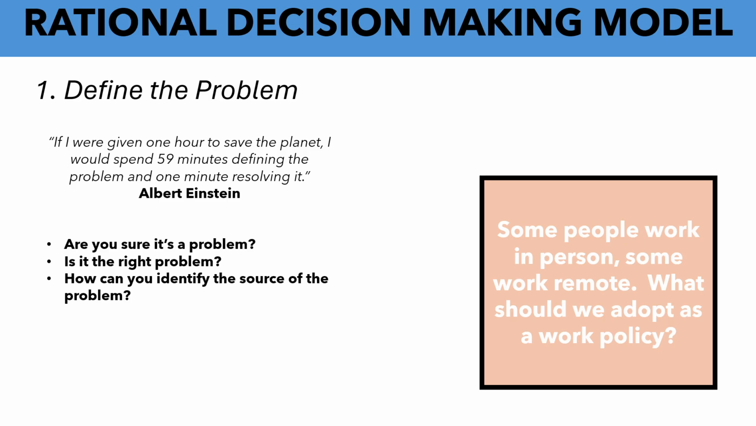One way you can do this is through using the 5 whys technique. This was identified by Toyota. And it works like this. You state the problem and then you say why. And once you do this 5 times in a row, generally you get to the true root of the problem. So let's try it with this. First, why? Why is it a problem that some people work remote and some people work in person? Answer. Remote employees feel like they're being overlooked.